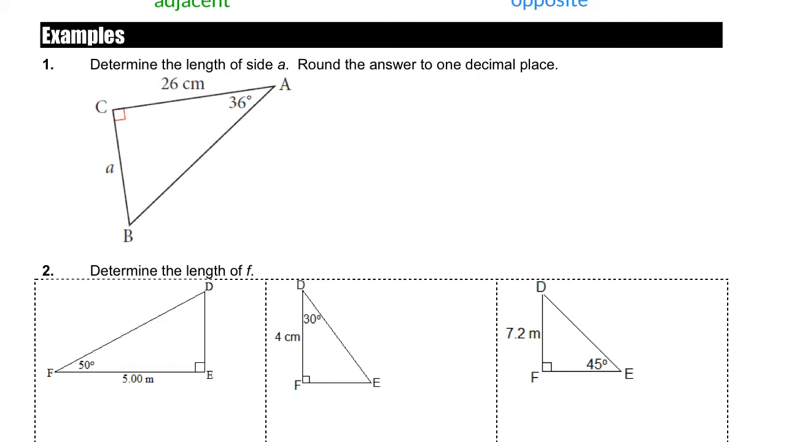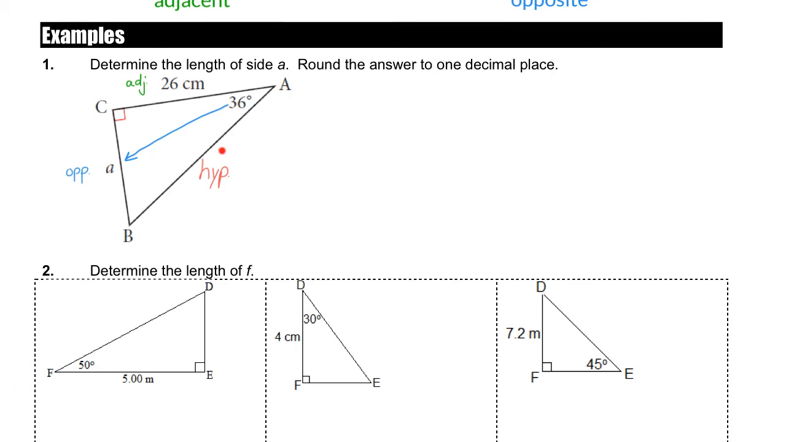Well, this is where labeling the sides comes in handy. So I'm going to start by labeling my hypotenuse. Then I want to label my opposite side. So here's my chosen angle, the 36-degree angle. Opposite is directly across, so this is my opposite side. And the side left over is my adjacent side.